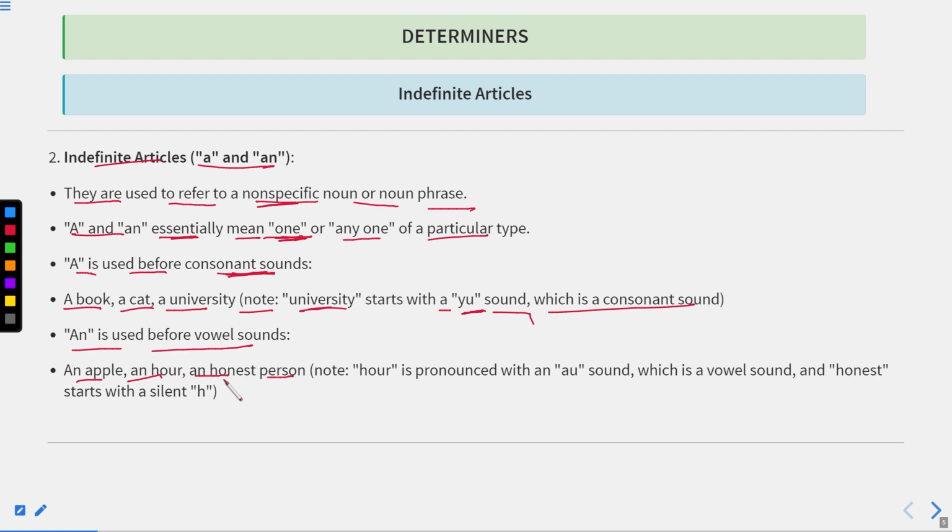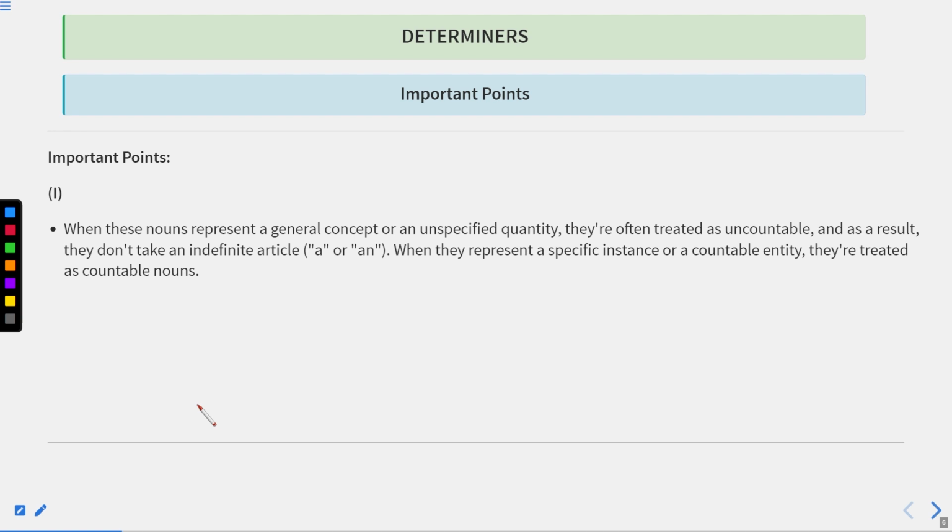Now in hour or honest, this H is silent. Therefore, hour is pronounced with an ow sound, which is a vowel sound, and honest starts with a silent H, so when we pronounce it, it is an ow sound, honest. We hear the word as if it were beginning with O, not H, because H is silent in this word. Now let us move to the next one. This pronunciation decides whether to use a or an before any article.